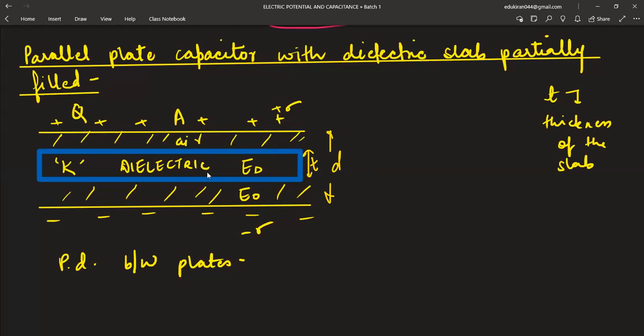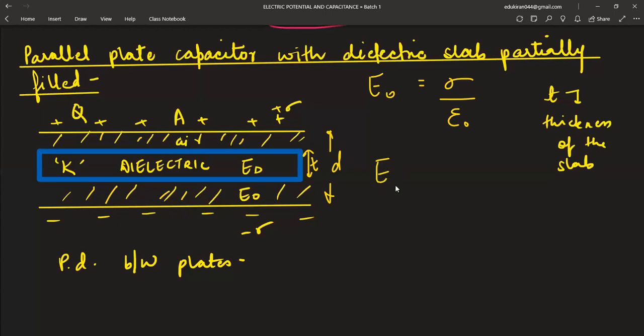So electric field in the dielectric region is something else. It is ED. And electric field outside is E naught, just to represent. Because now this leftover space is air. So we know that this is air now. So this is a slab which is filled. Now electric field due to the air would be sigma by epsilon naught, remember? We have seen in the last class also.